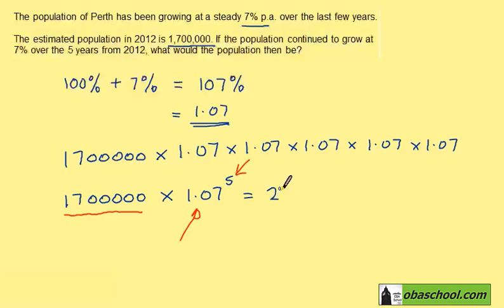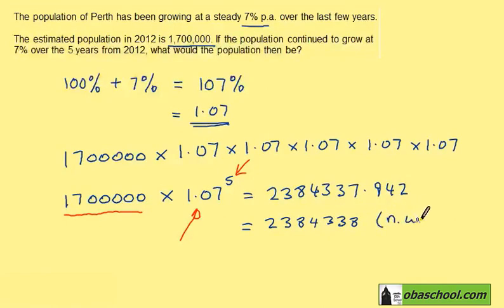Calculating that gives me 2,384,337.942. Of course, the stuff behind the point makes little sense when we're dealing with numbers of people. So let's round up 2,384,338 to the nearest whole number.